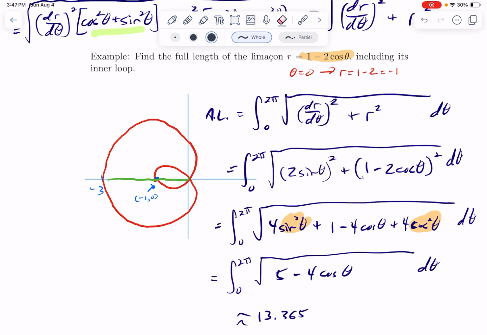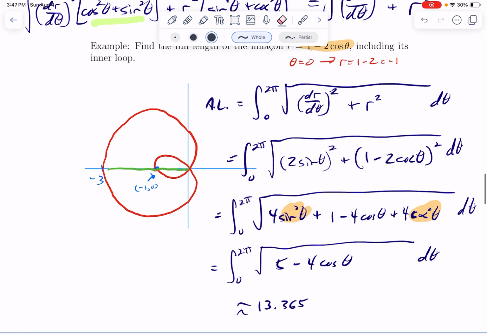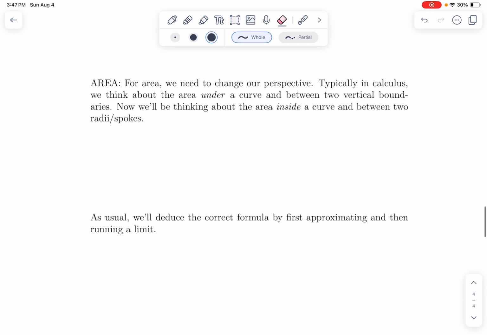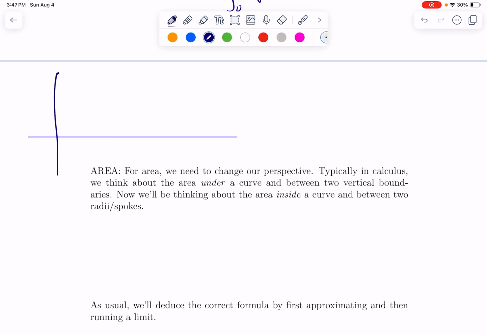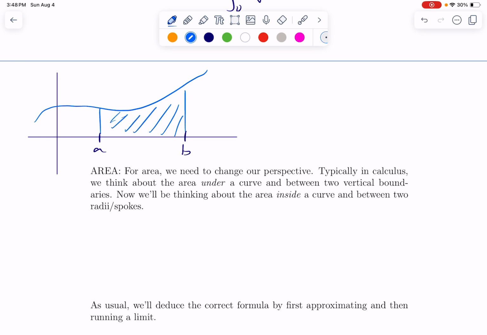So for many of these, ultimately we pull out our calculator. All right, now, what about area? So here's the thing about area. We really need to change our perspective. Because when you first started learning about how integrals relate to area, the canonical example involves finding the area under a curve.